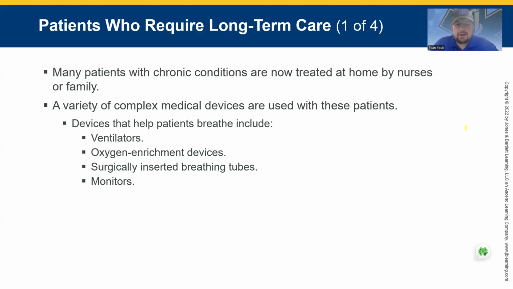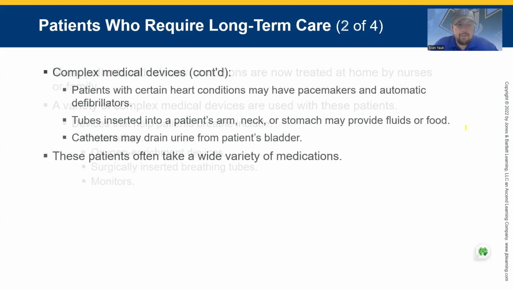So you're going to run into ventilators, oxygen enriching devices, surgically inserted breathing tubes, monitors. A patient with certain heart conditions may have pacemakers or automatic defibrillators. Tubes inserted into the patient's arm, neck, or stomach may provide fluids or food. Catheters may drain urine from a patient's bladder. These patients often take a wide variety of medications. So once again, collect the meds, take them with you, get a good history. Why do they need these machines? Don't just assume anything.